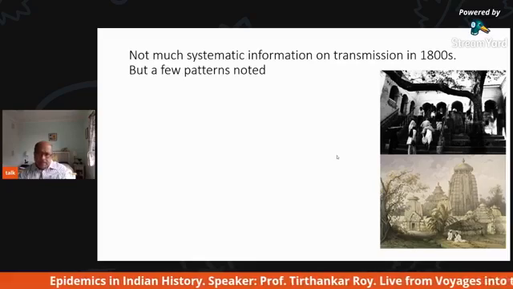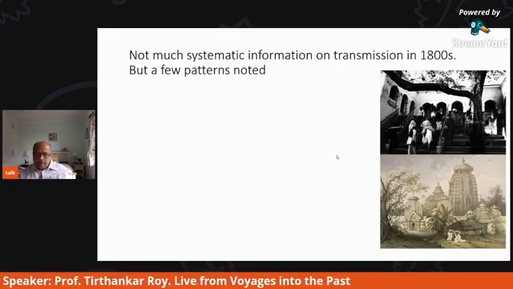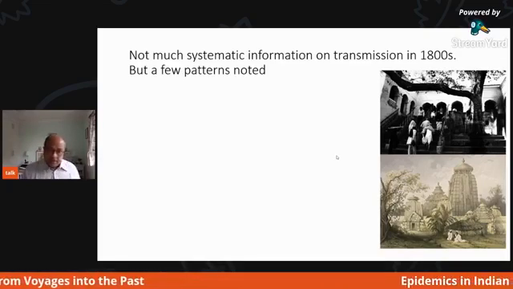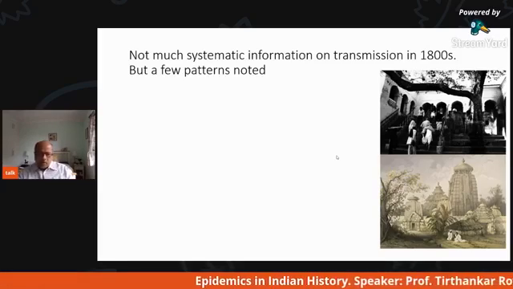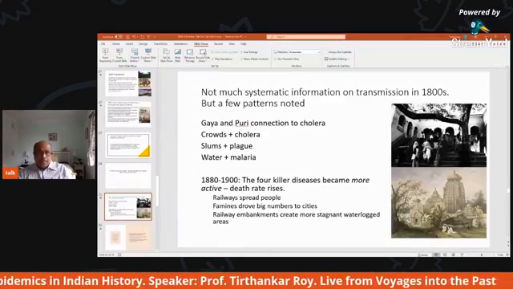Much of the 19th century, when cholera was breaking out in India again and again and causing really serious problems, and especially during the famines, many people, many doctors, many medical professionals.